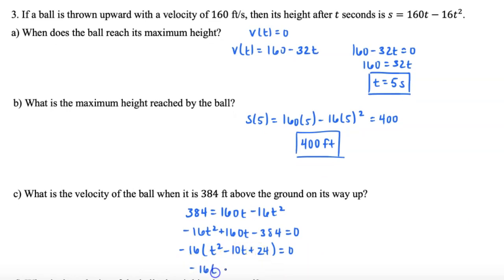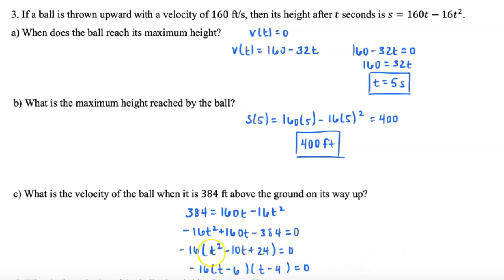This gives me a negative 16 times. So can I factor this quadratic? Let's see. My first term is going to be a t. Now, are there two numbers that multiply to give me 24 and add to give me negative 10? Yes, negative 6 and negative 4.